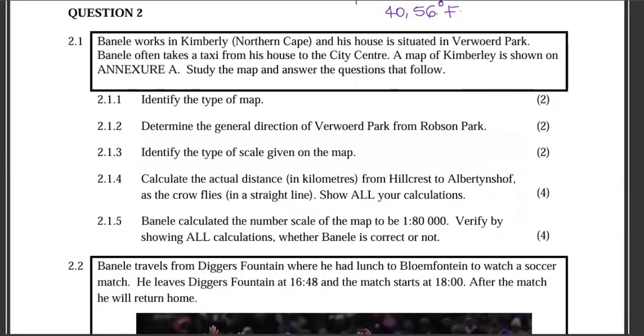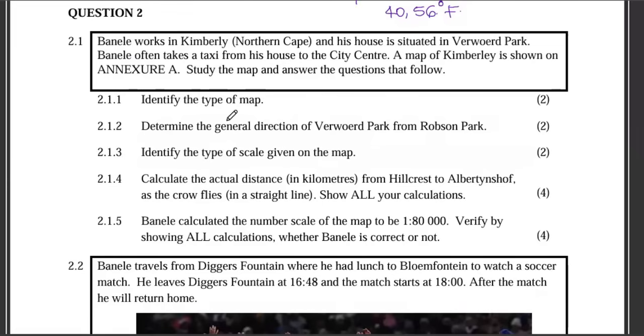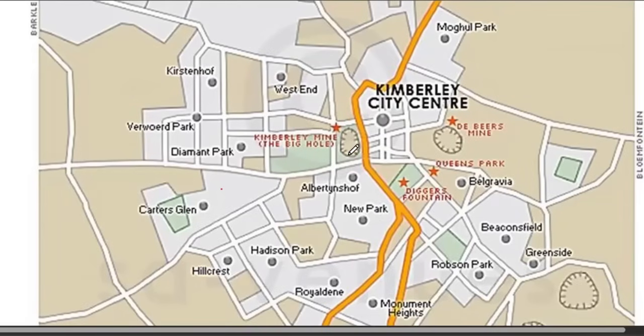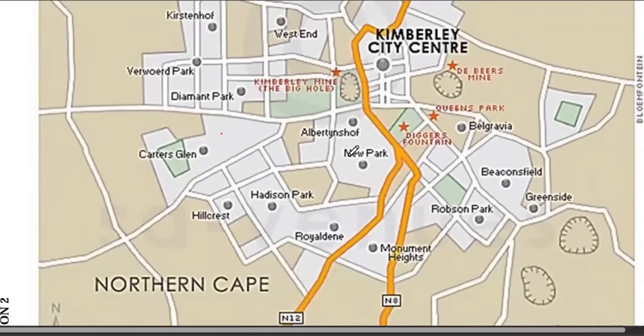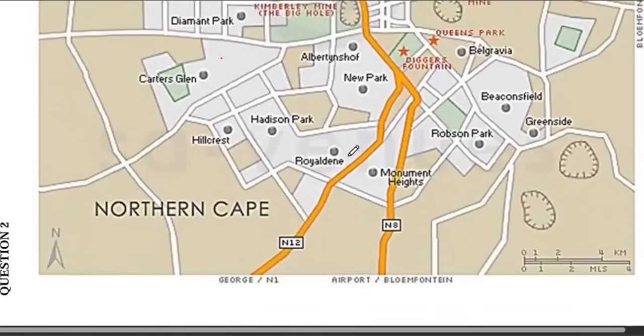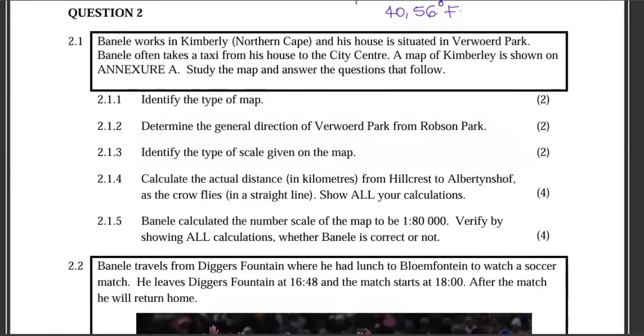Question number 2 talks of the annexure. Let's go to the annexure very fast. Let's go in and we see: identify the type of map. When you look at this type of map, it could be a Kimberley City street map, Northern Cape. It could be a provincial map. It could be a regional map. Either way, any of these could work.